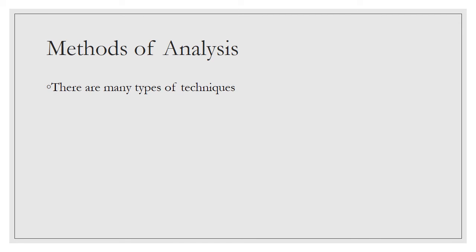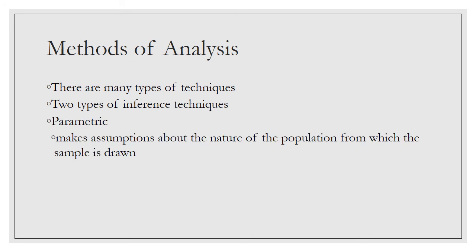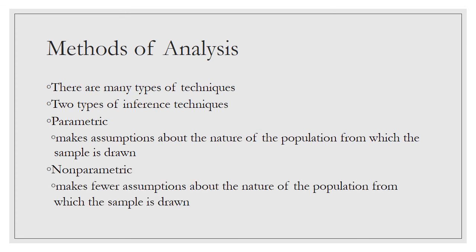There are many types of techniques. We're going to go over a few classes of procedures like the t-test and ANOVA and regression, but there are many other forms of techniques that we use in statistics. We're going to talk about two general categories that your book talks about. There's parametric statistics, which make assumptions about the nature of the population from which we draw a sample. And there's non-parametric analysis, which makes fewer assumptions about the nature of the population from which the sample is drawn.